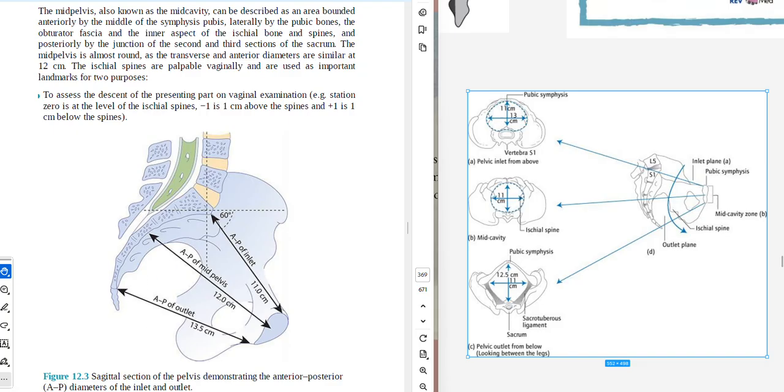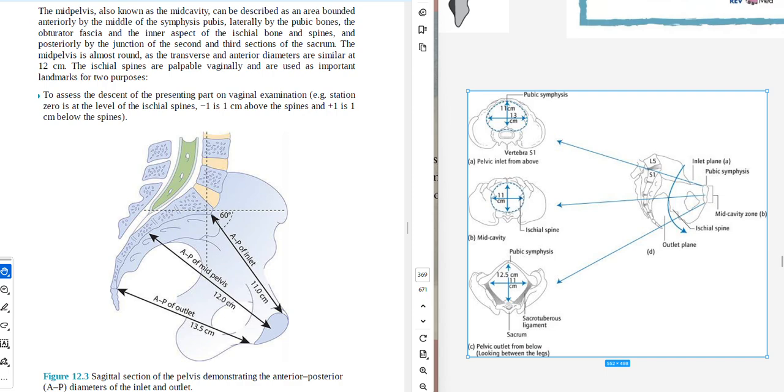Okay, so this is the pelvic outlet. This is the mid cavity, and this is the inlet, right? So the baby enters through the pelvic inlet, passes through the mid pelvis, and finally exits through the pelvic outlet. Think of the mid pelvis as the narrowest checkpoint of the birth canal.